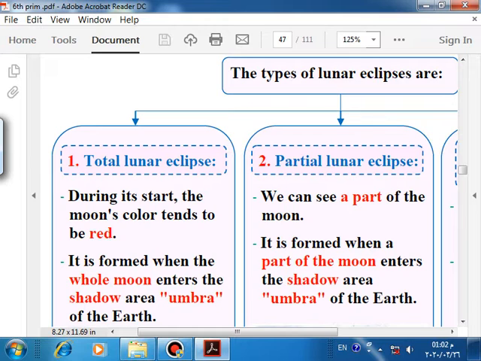What are the types of the lunar eclipse? Like the solar eclipse, the lunar eclipse has two types. We have learned that the solar eclipse types are: number 1, total solar eclipse; number 2, partial solar eclipse; number 3, annular solar eclipse. What about the lunar eclipse? The types of the lunar eclipse are total lunar eclipse and partial lunar eclipse.